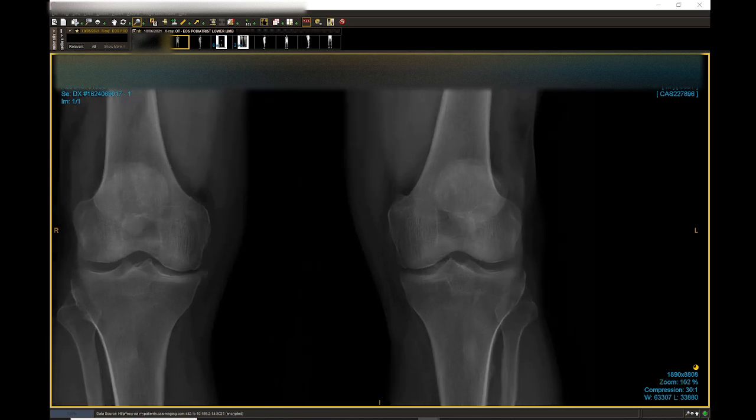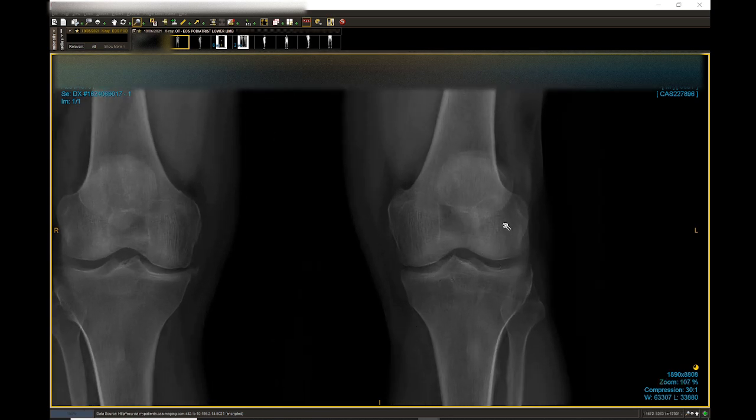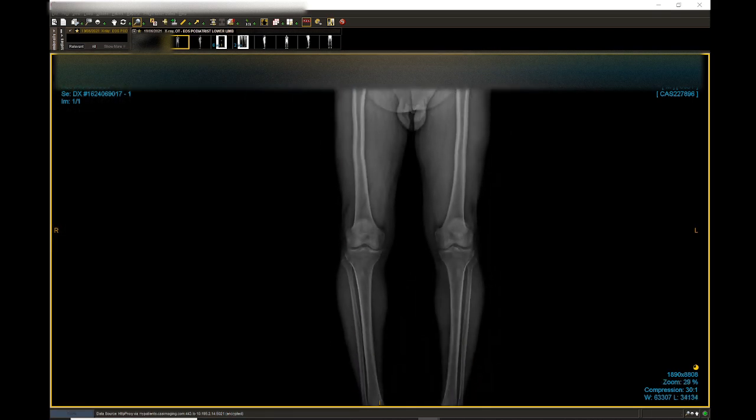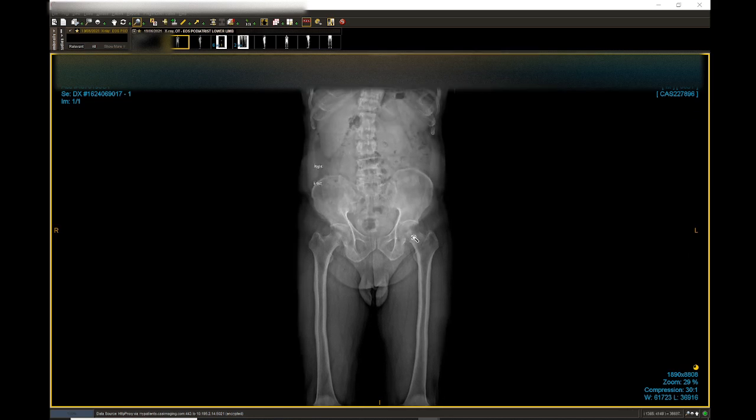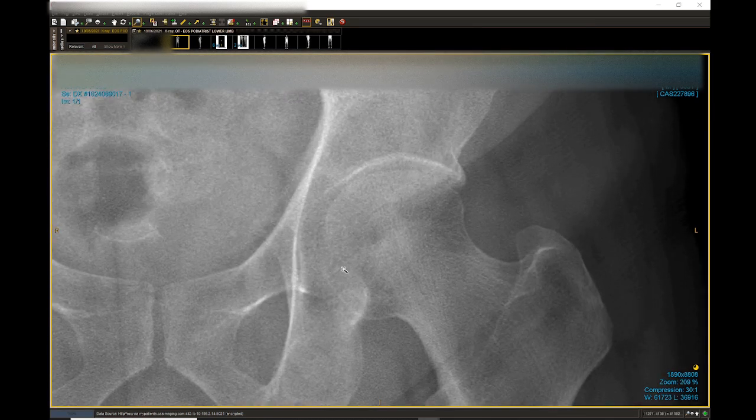So, for example, even if you want to look at the knee joint, we're able to zoom in and look at the actual knee joint. If we need to look at other areas, for example, the hip, we want to zoom in, we can actually also see the hip joint.